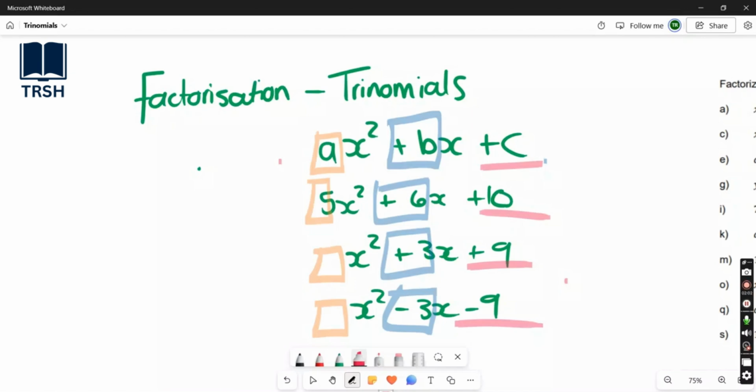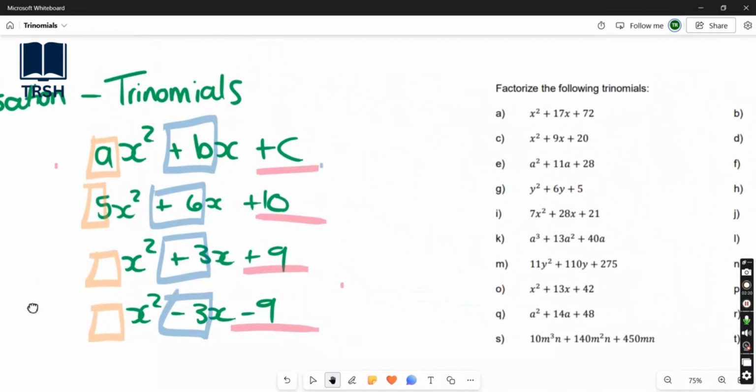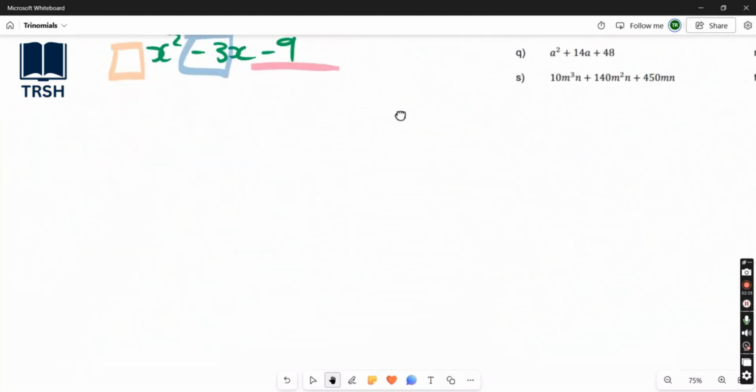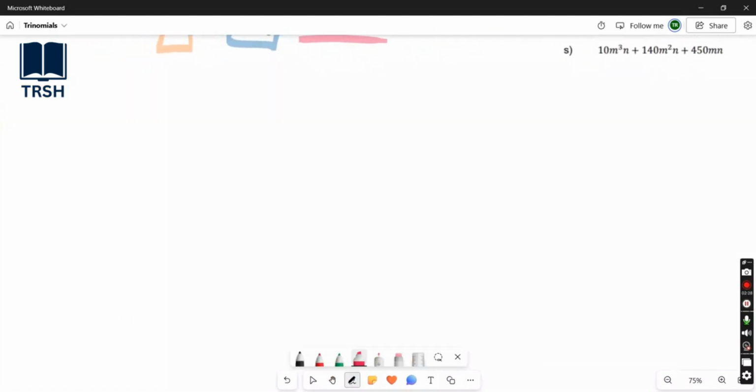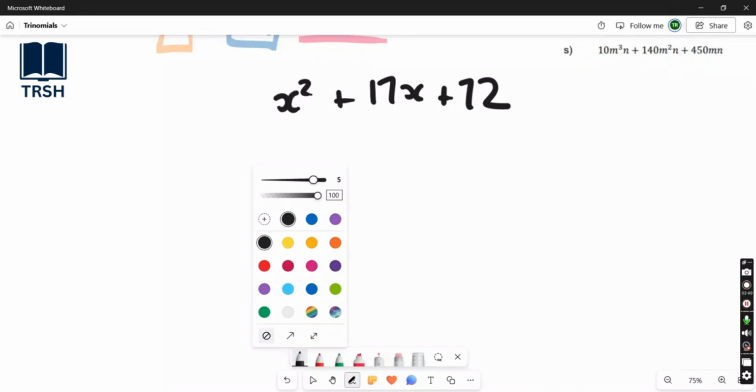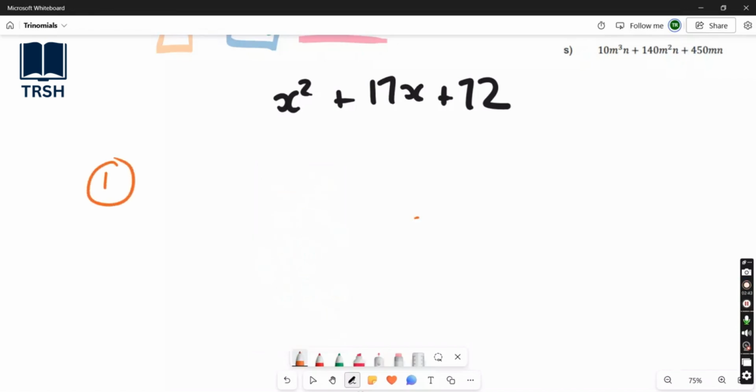In this video, I'm going to show you three ways in which you can go about it. Please pick the one that is suitable for you, whichever one you feel is the easiest, and just use that one. So let's get into the first method. Let's look at question A, for example: x squared plus 17x plus 72. Okay, so this is the first way.